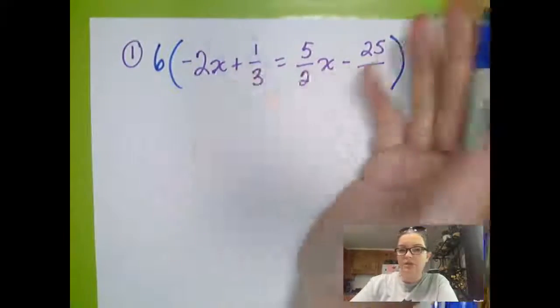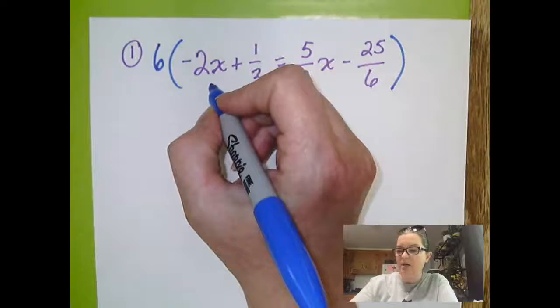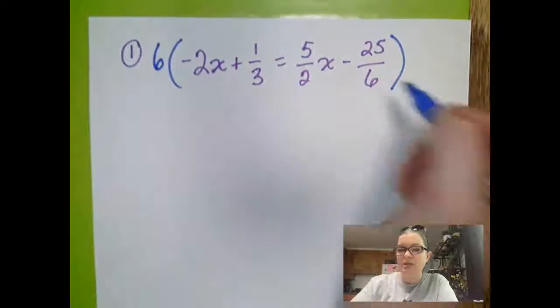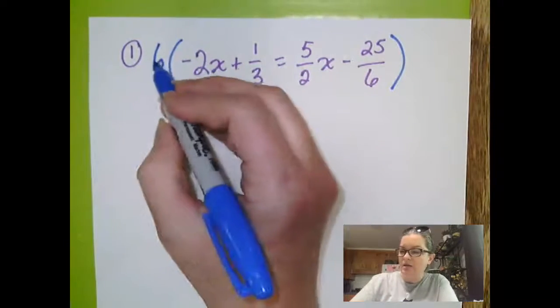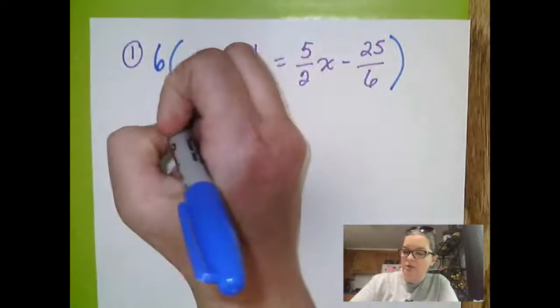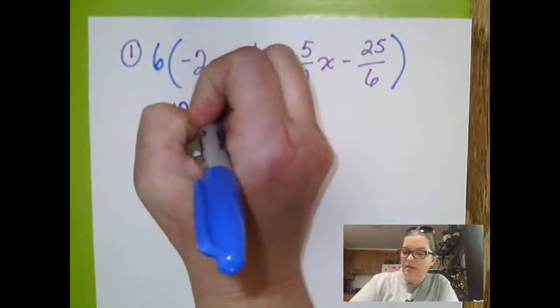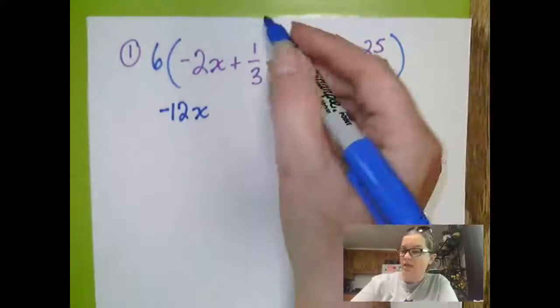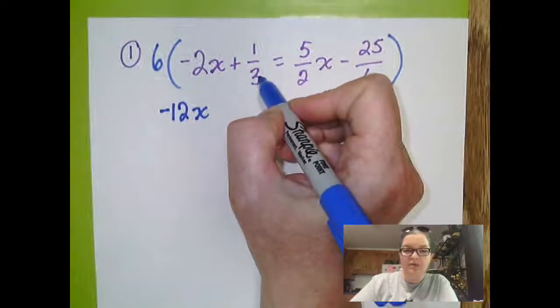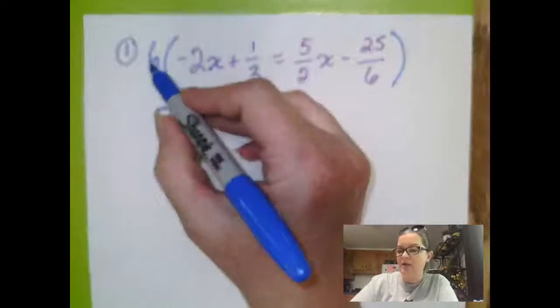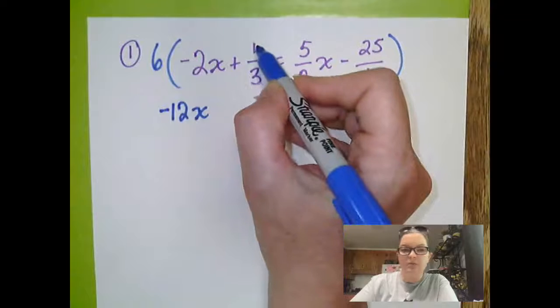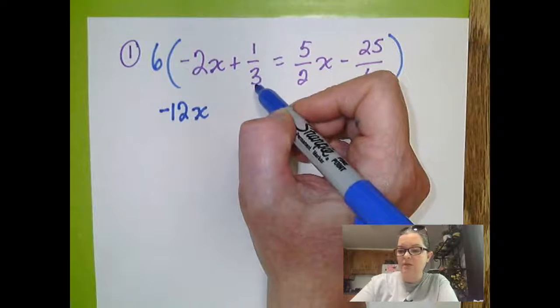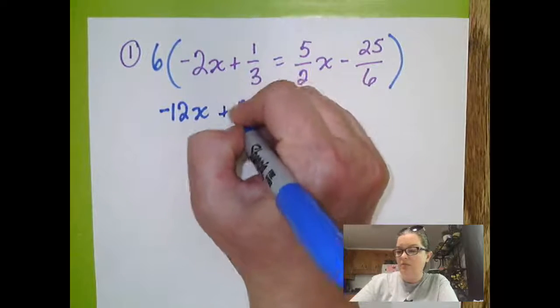I do this just like I would do the distributive property. I've got to multiply every single term that I see up here. 6 times negative 2x is negative 12x. 6 times 1/3, I just switch the 6 and the 1, and that's 6 over 3, which winds up being 2.